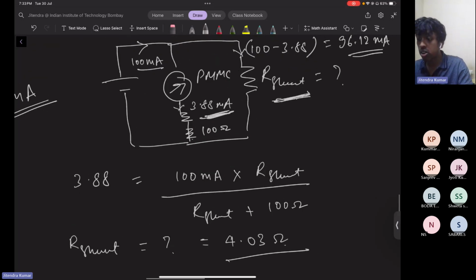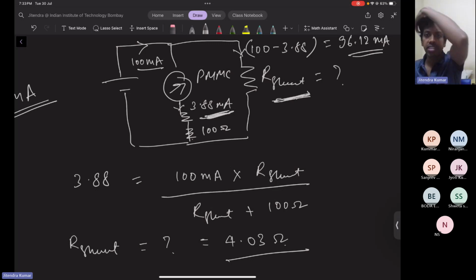Just make sure that you are getting a similar value. I hope you understood the concept behind converting a PMMC instrument into a meter with a certain range. So please do not make any mistake in the exam. In some assignment questions also you will be able to solve it. Okay, let us move forward.